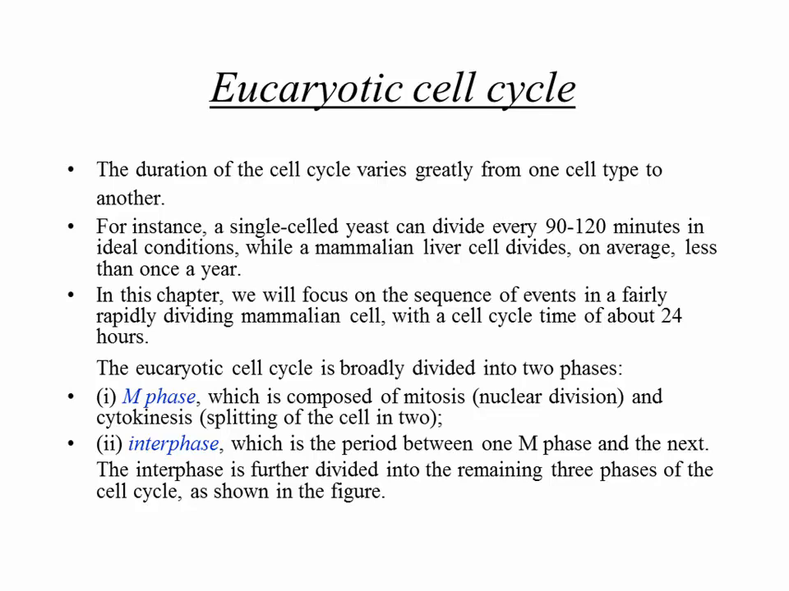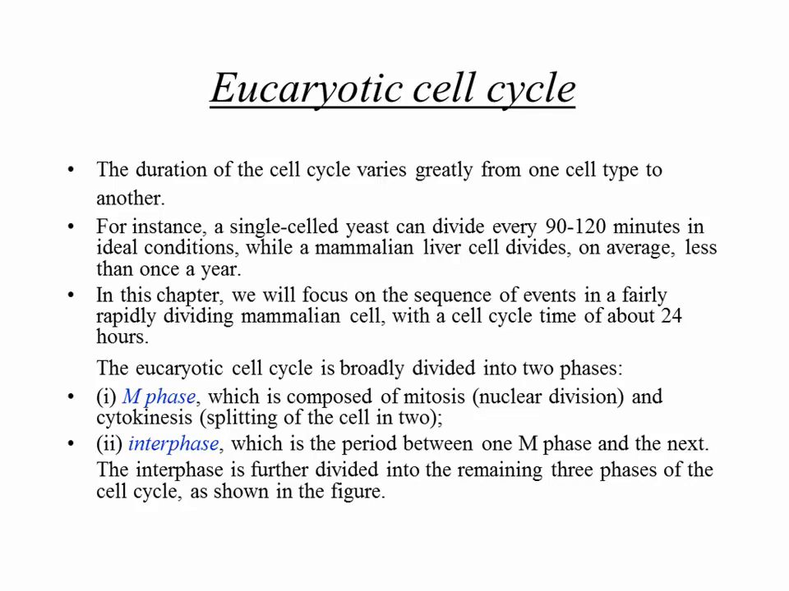Now the duration of the cell cycle. The cell cycle means grow, divide. That's the cell cycle. So the duration of the cell cycle varies greatly from one cell type to another. For example, a single cell yeast can divide every 90 to 120 minutes in ideal conditions, while a mammalian liver cell divides on average less than once a year. So in this chapter, we are going to focus on the sequence of events in a fairly rapidly dividing mammalian cell with a cell cycle of about 24 hours. So a cell that divides once a day.